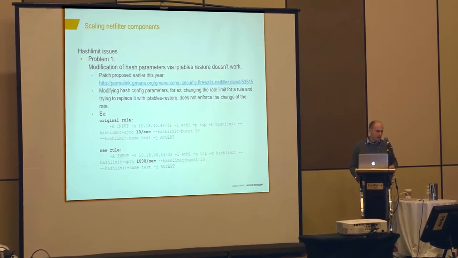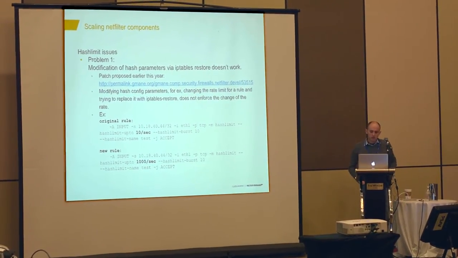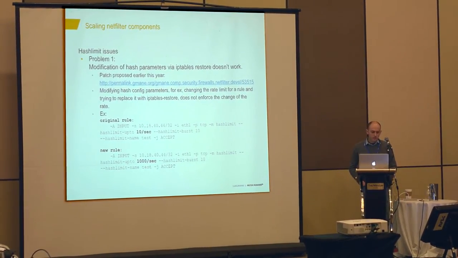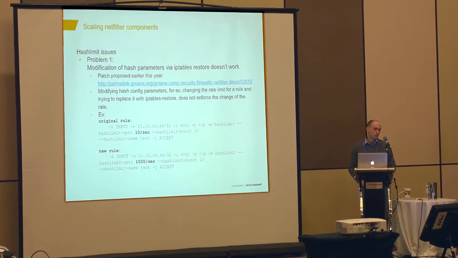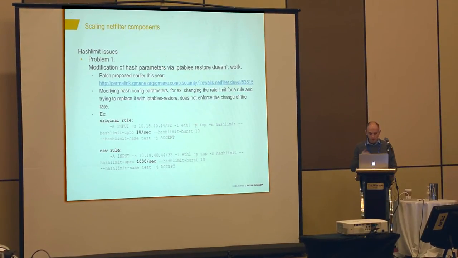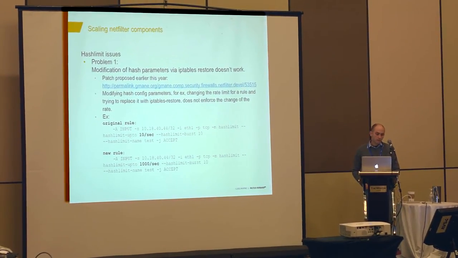Right now, there's an issue where if we modify hash parameters through iptables-restore with the same table name, the configuration parameters don't change. The example here is that the original rule had a rate limit of up to 10 packets per second. We've changed it in the new rule during a restore to 1,000 per second. This actually doesn't change any of the underlying configuration for that match.